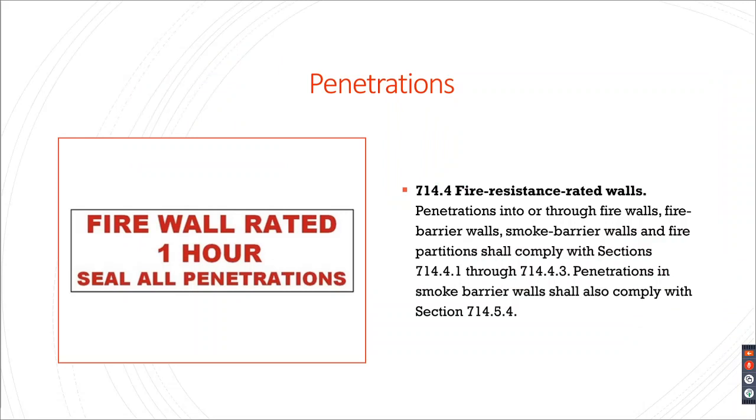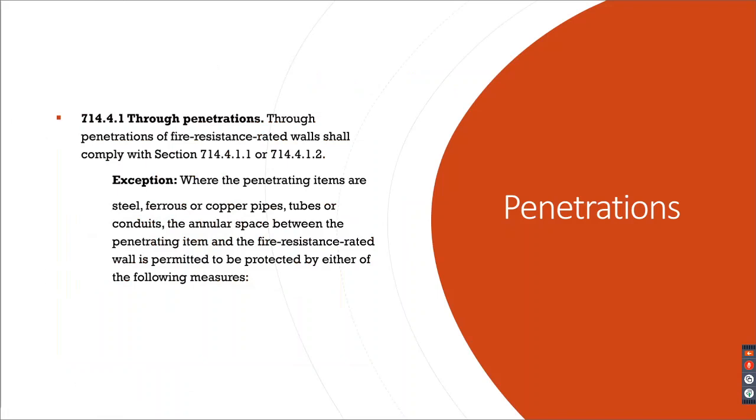So switching to 714.4 for fire resistance rated walls, penetrations into or through fire walls, fire barrier walls, smoke barrier walls, and fire partitions shall comply with section 714.4.1 through 714.4.3. Penetrations in smoke barrier walls shall also comply with 714.5.4. So for a smoke barrier wall, there's a bit more. For all the walls, they're complying with 714.4.1 through 714.4.3, and smoke barriers also with 714.5.4. And then, so what are those sections?